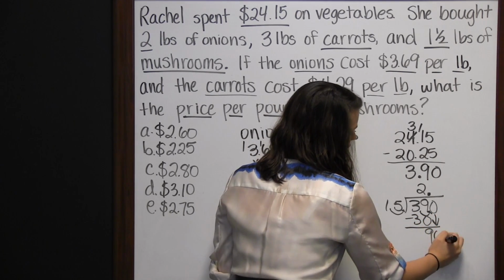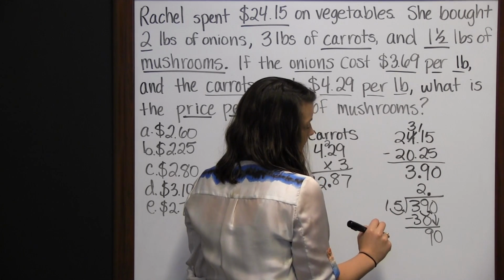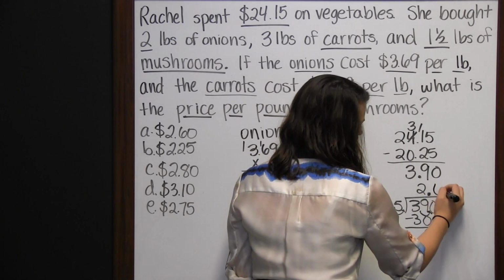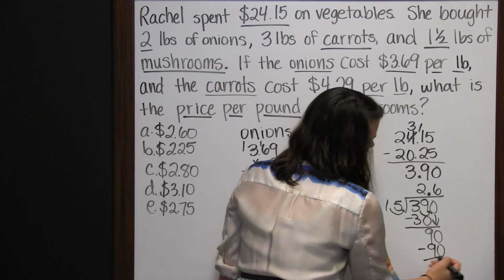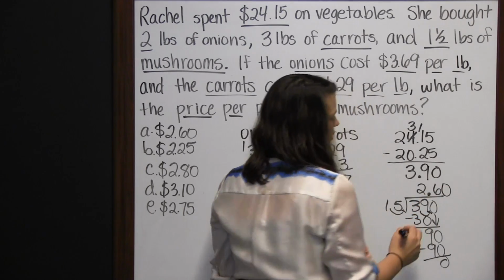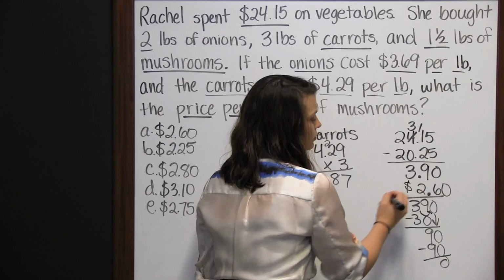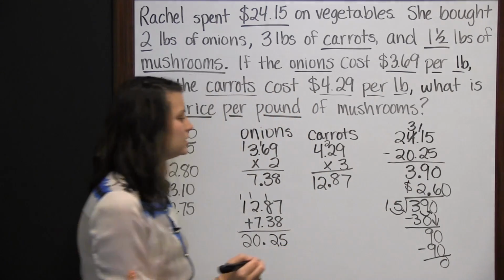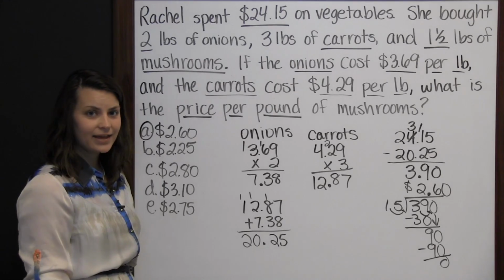Bring down the 0. 15 goes into 90 6 times. 15 times 6 is 90. Subtract and you get 0. So no remainder, but we can add a 0 here since we're talking about money. So that means that the mushrooms were $2.60 per pound, which is answer A.